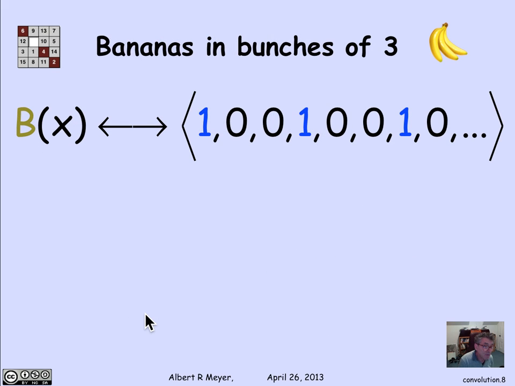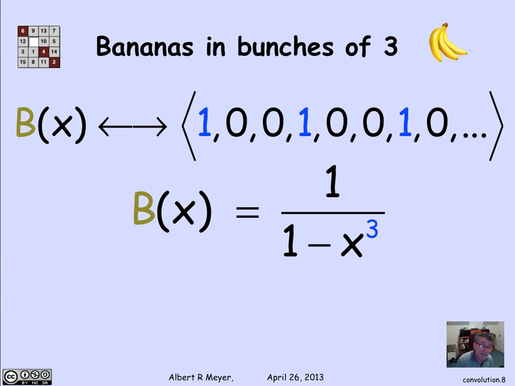So since I want bananas in bunches of three, the sequence of numbers that correspond to how many ways there are to select bananas is one way to pick no bananas, zero ways to pick one banana, zero ways to pick two bananas, one way to pick three bananas, and so on. It's going to be, by this reasoning, the generating function 1 over 1 minus x cubed. And now we've figured out the last of those generating functions.